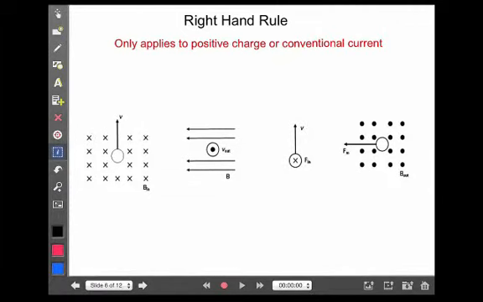Now, first of all, the right-hand rule applies only if you're dealing with positive charge or conventional current. There is technically a left-hand rule if you have negative charge or true current. But what I tell people to do is just learn the right-hand rule, and whatever answer you get for the right-hand rule, take the opposite if it's a negative charge. I'll go over that again a little bit later. But for now, we'll just stick with positive charge.